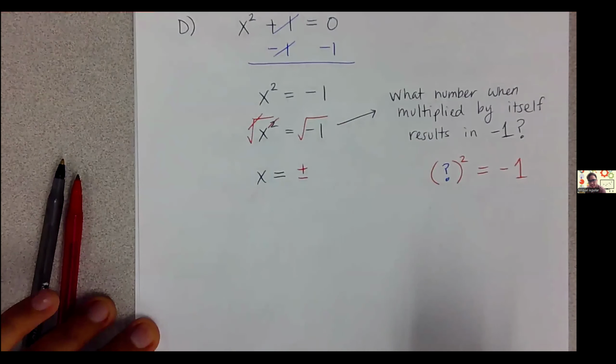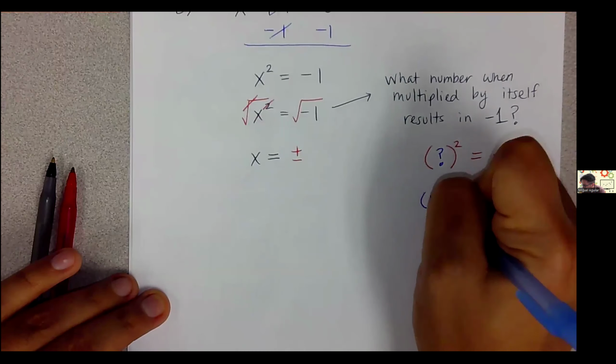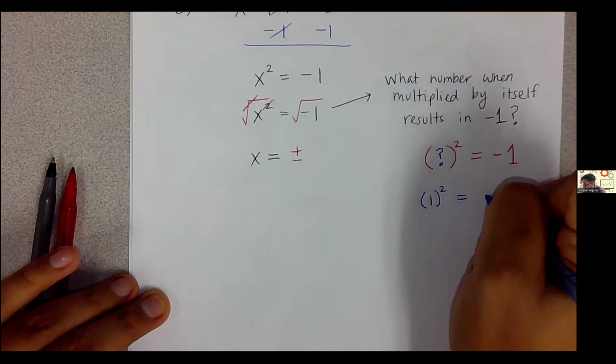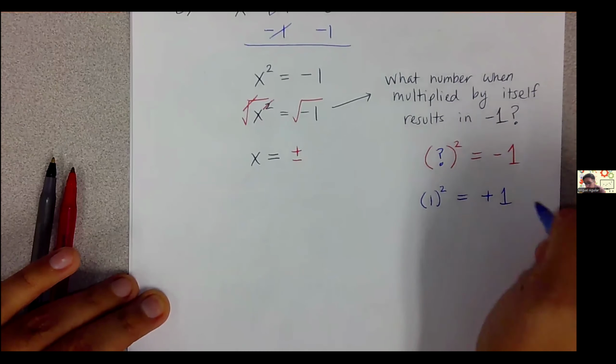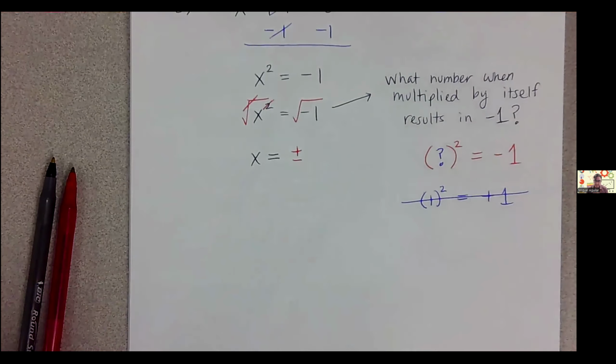You might take some guesses. You might say to yourself, well, maybe 1's going to work. Well, if I had 1 squared, that equals positive 1. So that's not going to work out because we're trying to get a negative 1 here. And 1 times 1 is not it. It's not going to become negative.